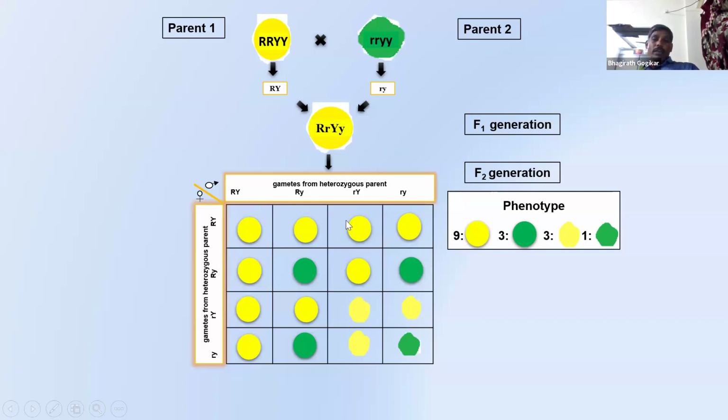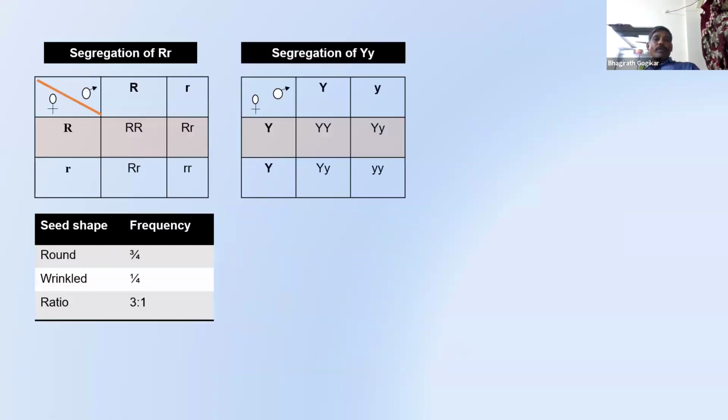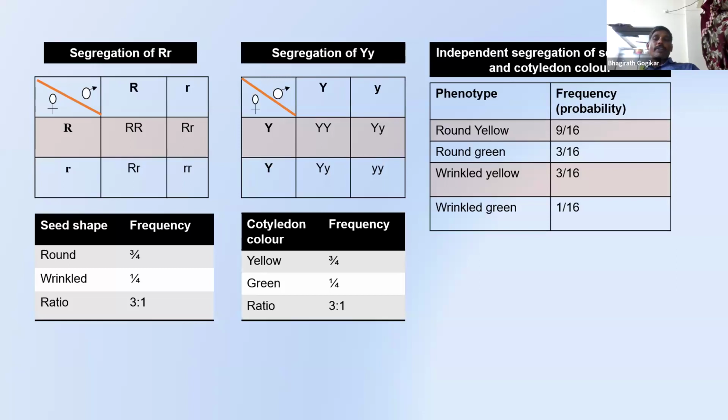So these are all yellow. Total, you can see this 9, and these are the 3 green and round. These are the 3 yellow and wrinkled. So based on that, we can explain how individually we can express it in a different form. See here. So for example, we can go through the segregation of law of independent assortment. How can we explain by this dihybrid experiment?